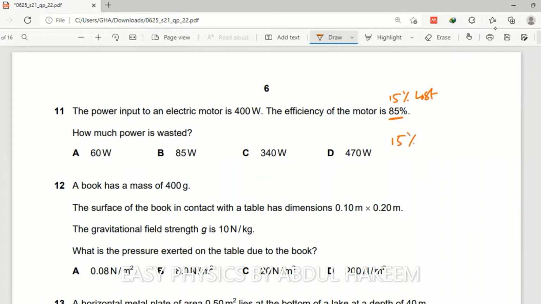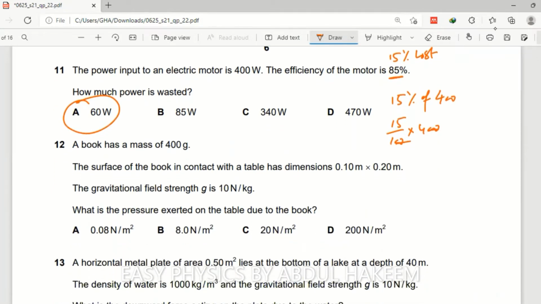So 15% loss of input 400. So 15 divided by 100 multiplied by 400. So the answer is 15 times 4, it's 60. So A is the answer.